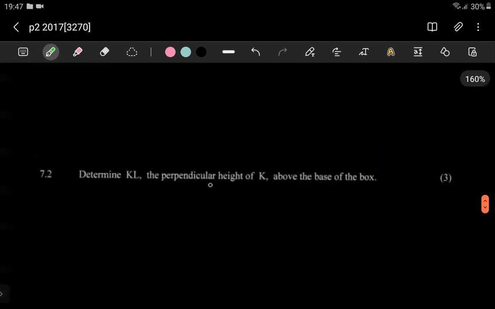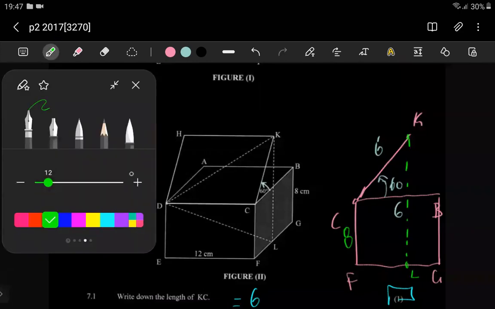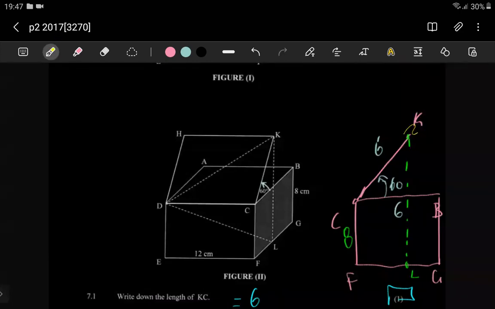Determine KL, the perpendicular height of K, above the base of the box. So the fortunate thing is, as we can see, from K until this point, that's all we need to get. We just need to get this distance here, and then once we get this distance, we just need to add it to 8.